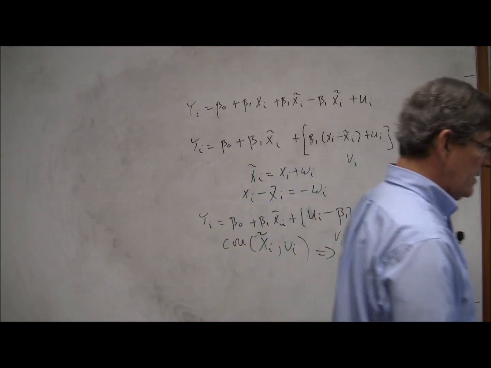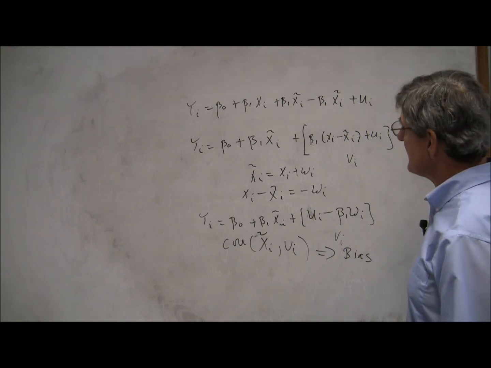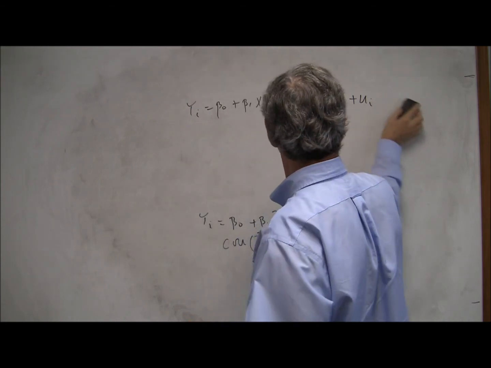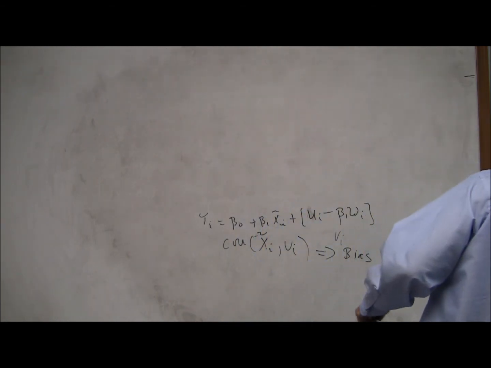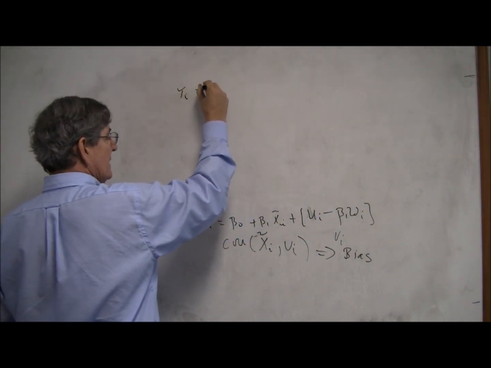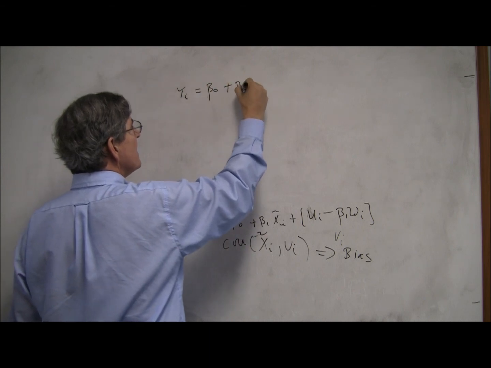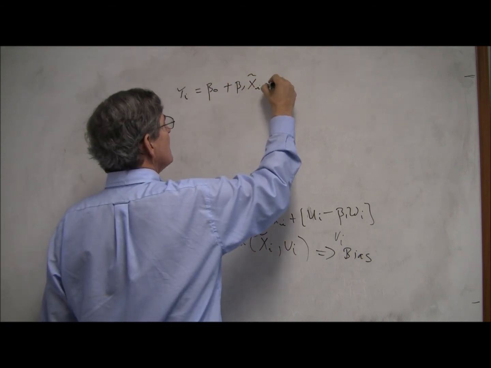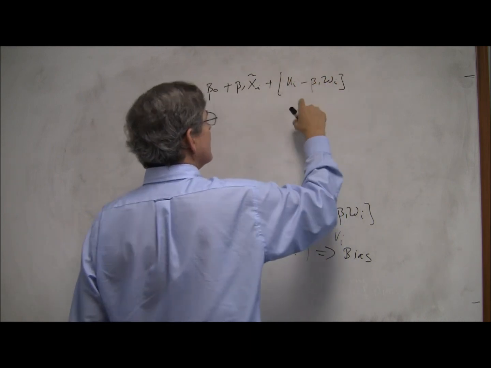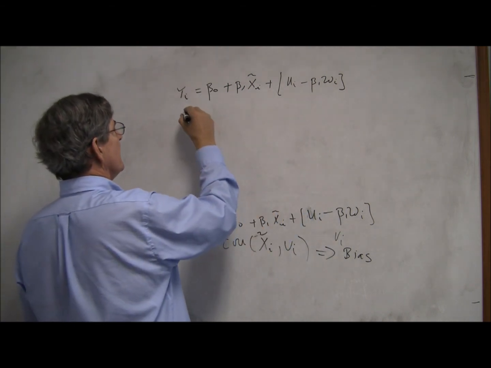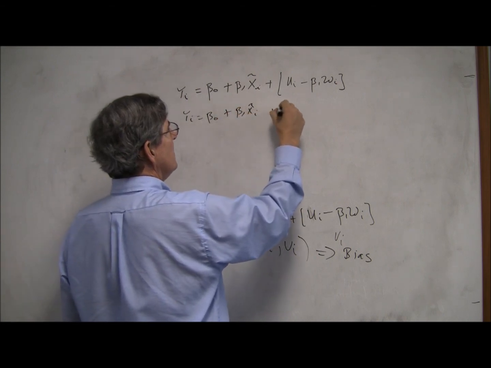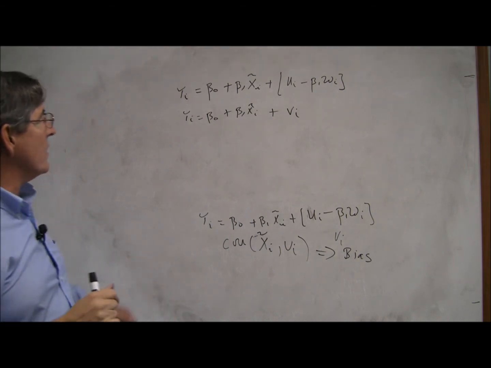In fact, we can actually calculate how much bias we would expect. So let's do that. I'm going to use this version of the model. So yi is beta 0 plus beta 1 x tilde i plus ui minus beta 1 wi. That's vi. So we can write it as yi is beta 0 plus beta 1 x tilde i plus vi. So that's the model I would actually run.